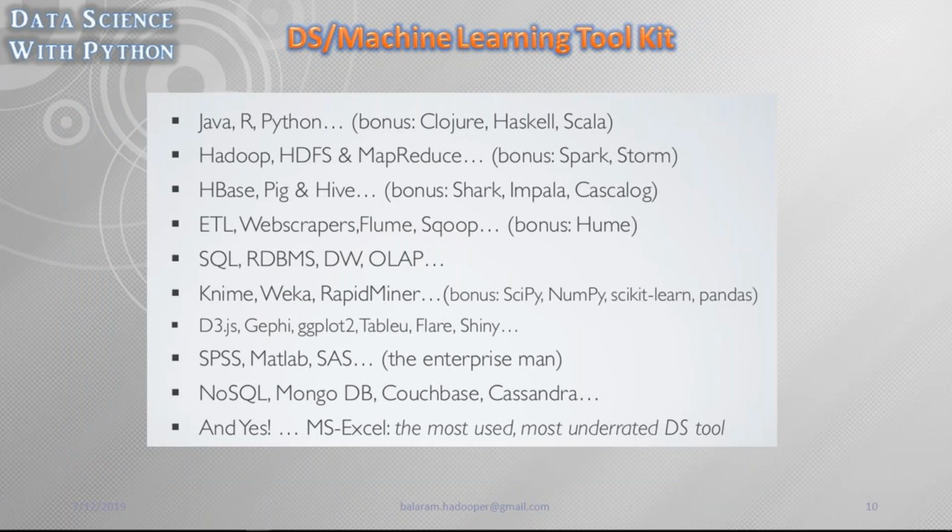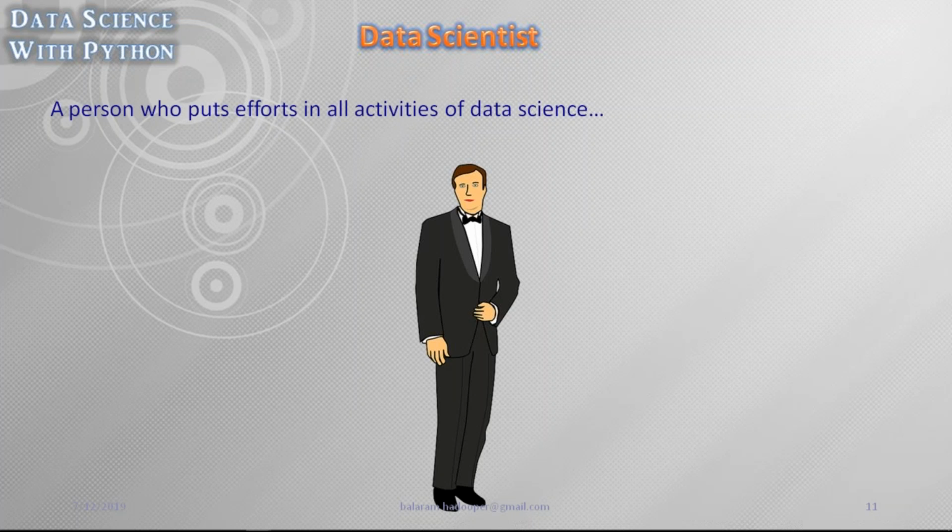Yesterday we already discussed the required tools: Java, R, Python, Hadoop, HDFS, HBase. All these are required. Now, who is the data scientist? That person who puts effort into all these activities, whatever I have told now. The activities are acquire, prepare, analyze, and act. For all these activities, whoever is participating is called the data scientist.